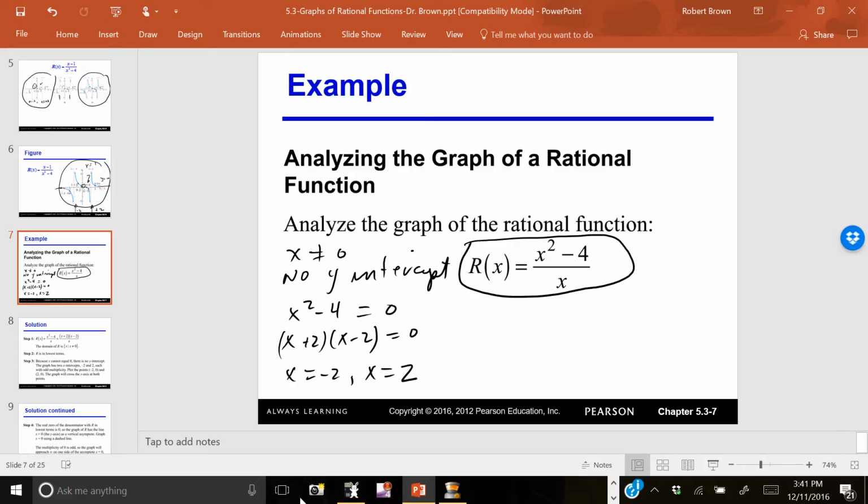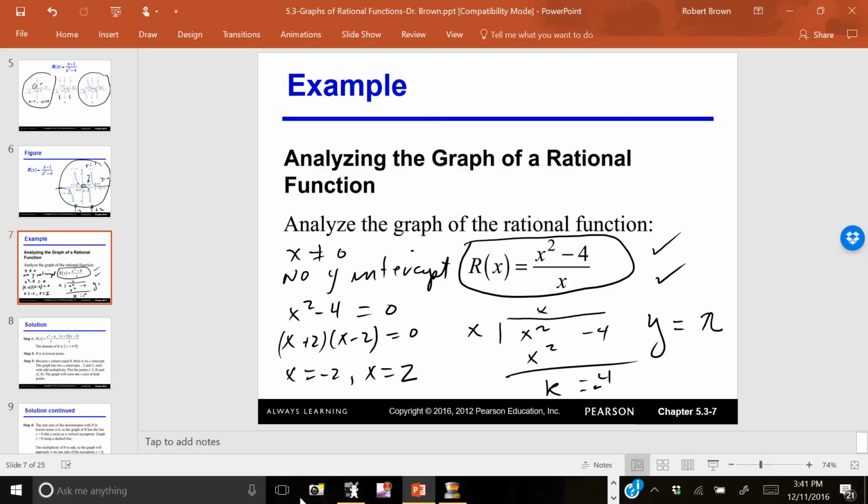Notice that since the numerator is 1 higher in degree than the denominator, there's going to be an oblique asymptote. And we can get that very easily by doing long division. The remainder is going to be equal to minus 4. But the oblique asymptote is going to be y equals x.